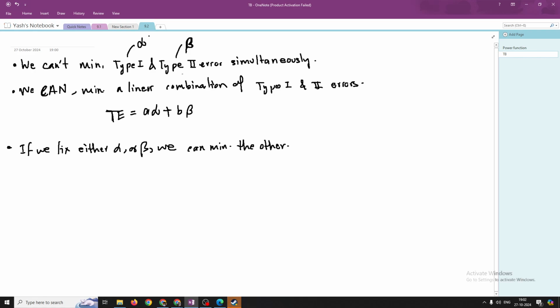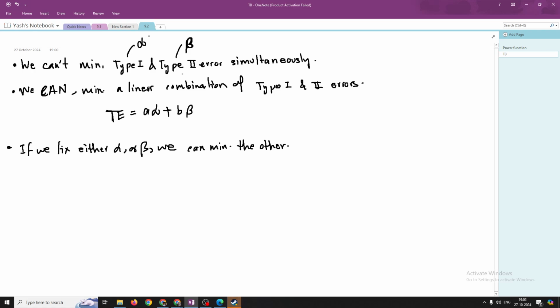So these three things are basically the highlight of this entire chapter, and that is it. You cannot minimize both of them simultaneously. You can minimize a linear combination of them. You go a step further.